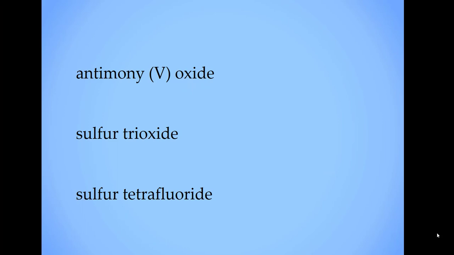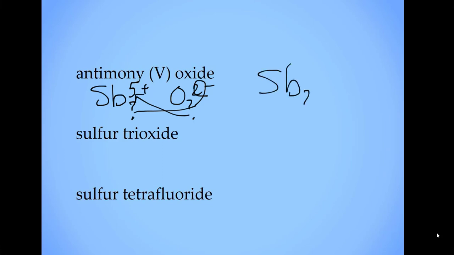Now we come to antimony(V) oxide. So that is a metal. It's actually a metalloid, but it is acting as a metal in this case. So we put a 5+ on it, and then oxide is a -2. How do we put that together? Well, I can say how many Sb do I need? 2. Or I can say how many oxygens do I need? 5. And that's one way to do it, and that would give you the right answer.